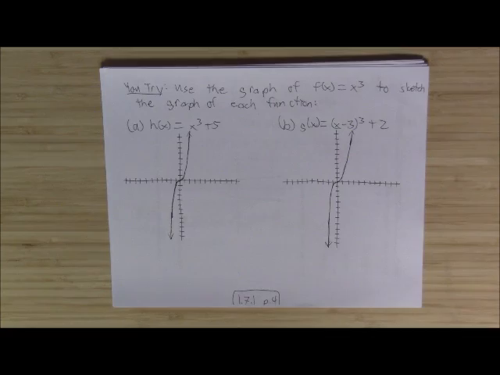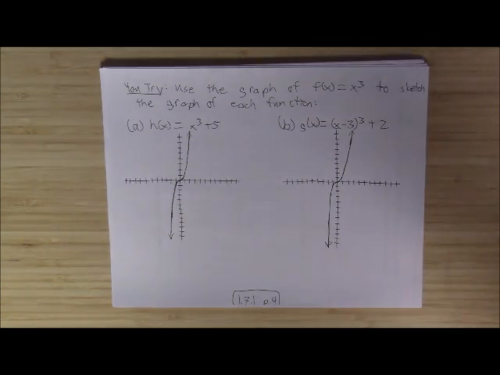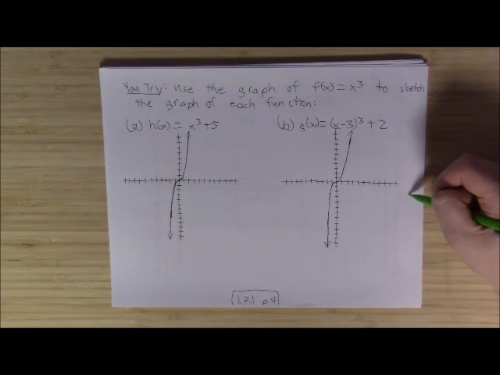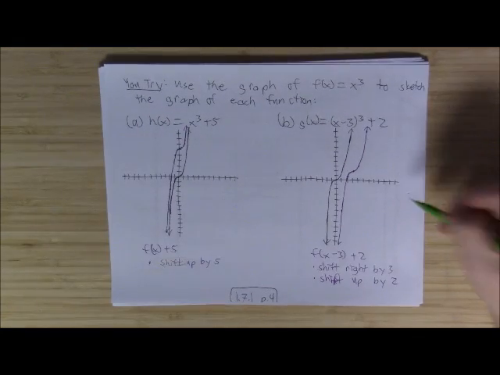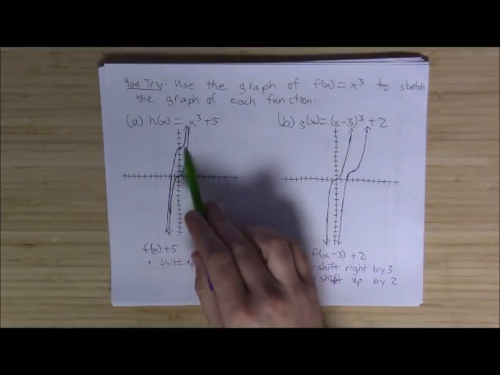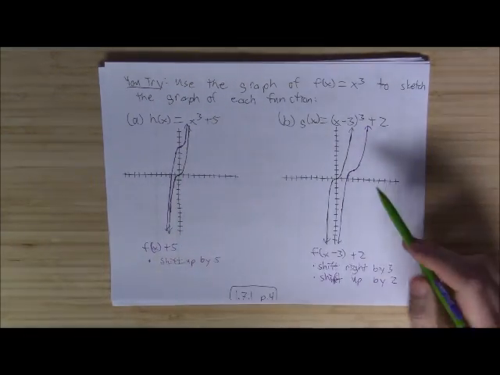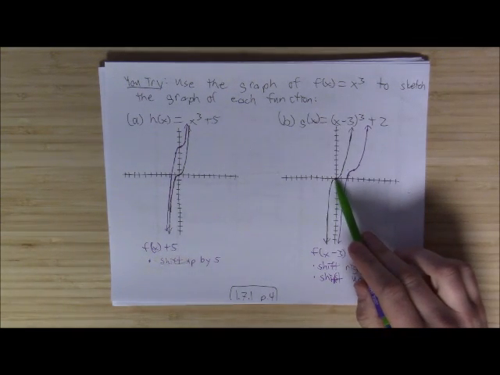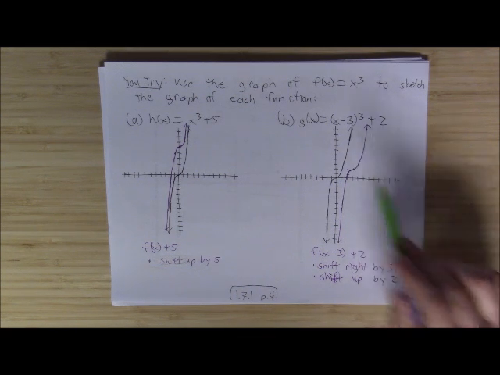And there you go. Now it's your turn to try an example, so go ahead and use the graph of f of x equals x cubed as provided for you to sketch the graph of the following functions, x cubed plus 5 and x minus 3 quantity cubed plus 2. On the count of 3, I'll reveal the solution. 1, 2, 3. As you see here, the graph of f of x is going to be shifted up by 5, so we get that graph. And over here, the graph gets shifted up by 2, but to the right by 3. So over 3, up 2.